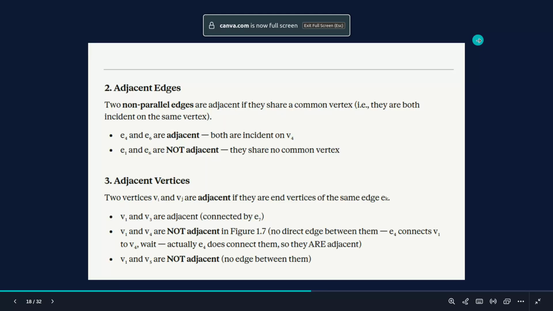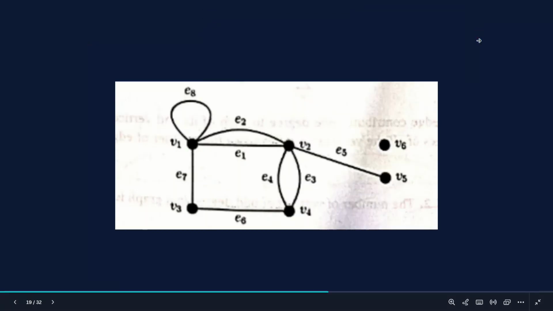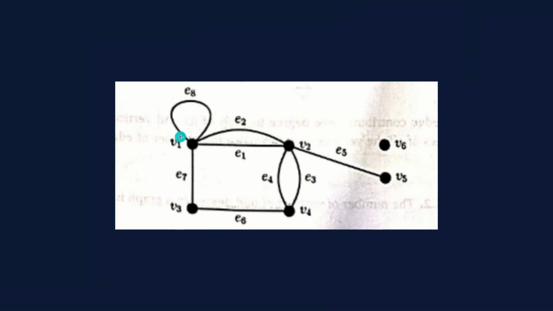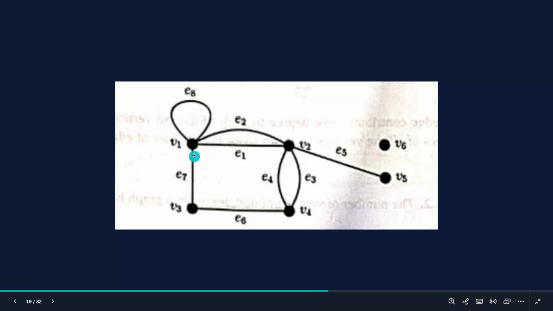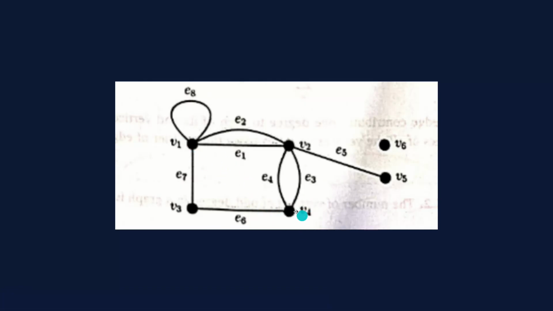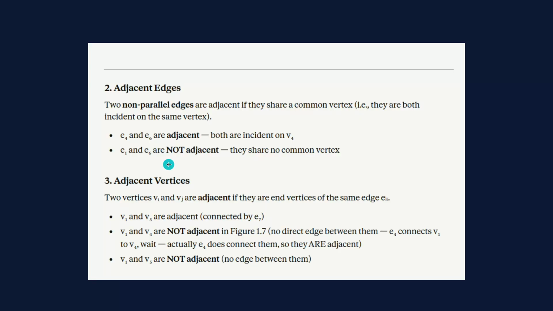Here, it is given V1 and V4. Check where V1 is. V1 is here, V4 is here. Is there any edge between them? No. Since there is no edge between them, they are not considered to be adjacent vertices. Now V1 and V3 are considered to be adjacent vertices because there is an edge between them. Like that, check here.